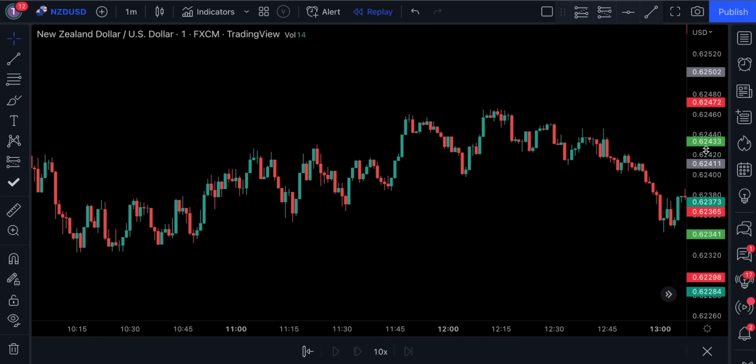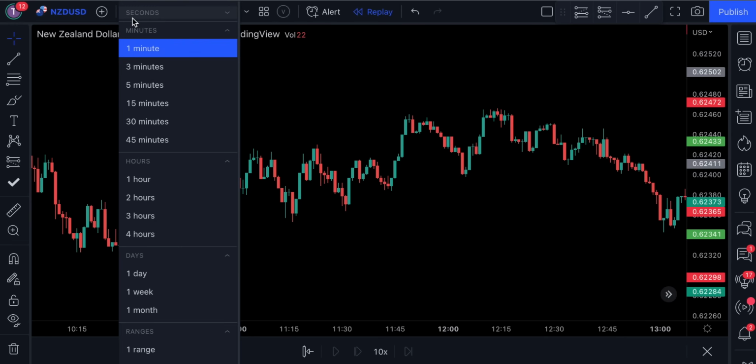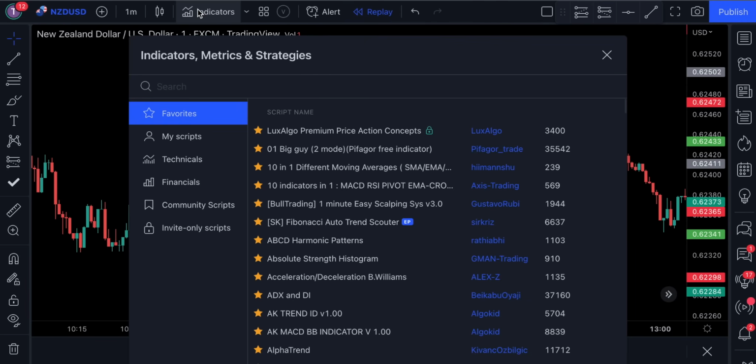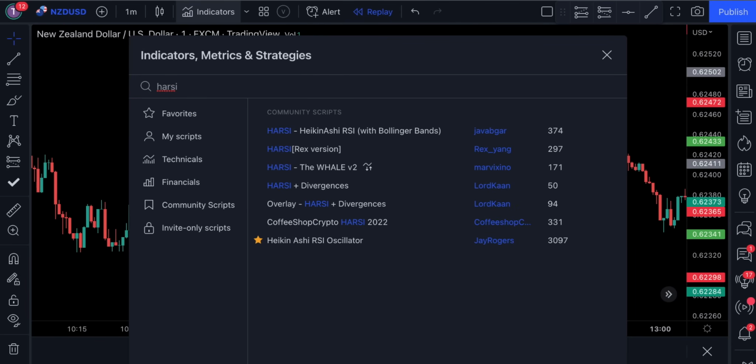Okay, we're currently looking at the price of Kiwi dollar USD on a 1-minute time frame. I highly recommend to use this strategy on lower time frames such as 1 minute, 5 minutes, or 15 minutes. So in order to build this setup, you need to click on the indicators option and type in RSI. Then you want to select the Heikin Ashi RSI oscillator by J. Rogers.